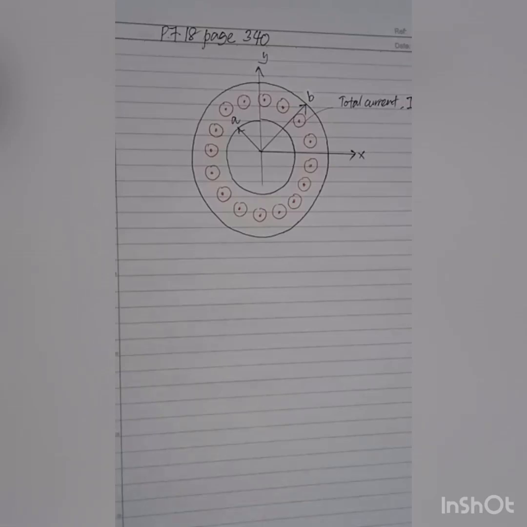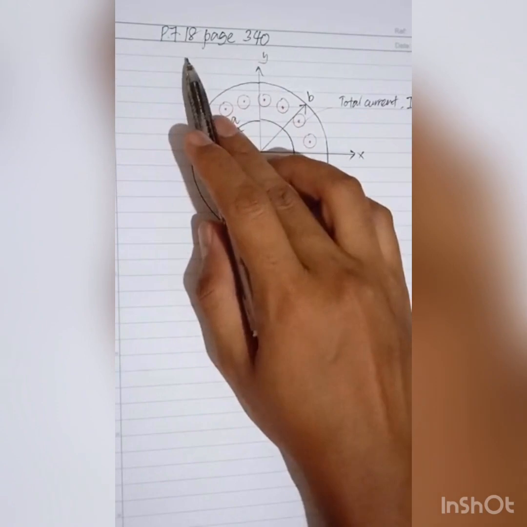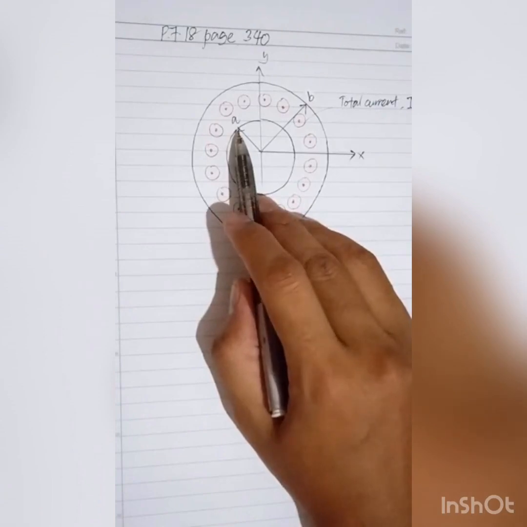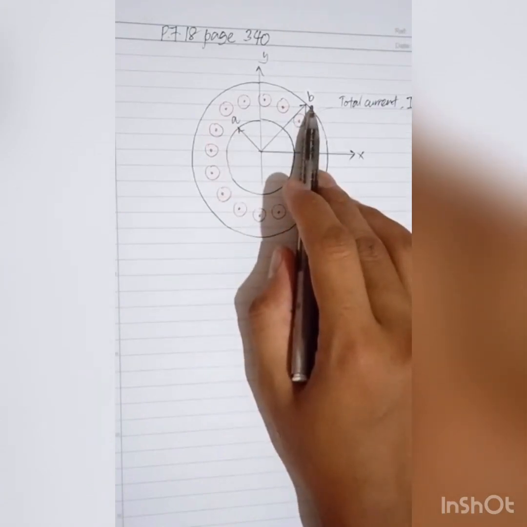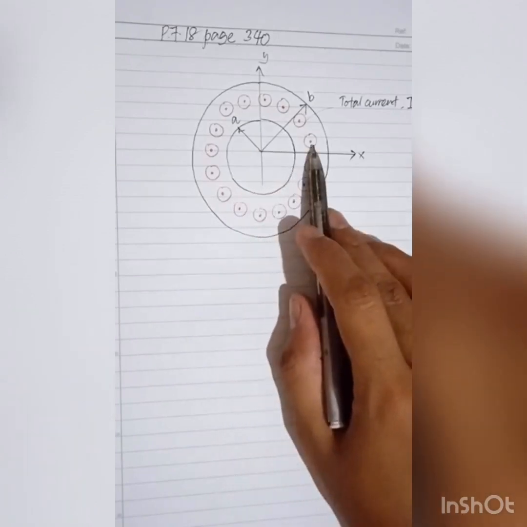Let's proceed to the next example. If you can refer to your textbooks, page 340, problem 7.18, part B. In this case, we are given a hollow conducting cylinder which has an inner radius of A and an outer radius of B, and the conducting cylinder carries a current along the positive Z direction.